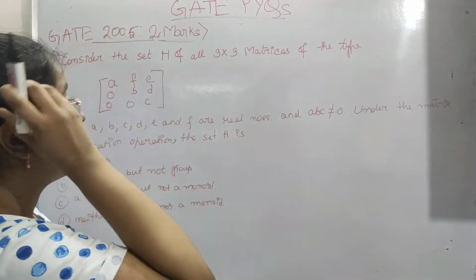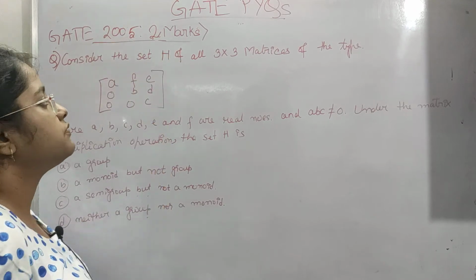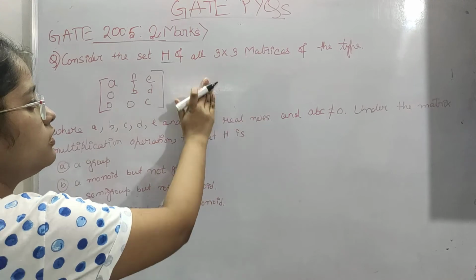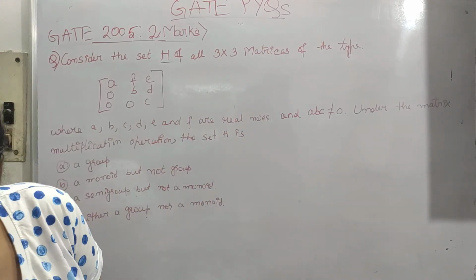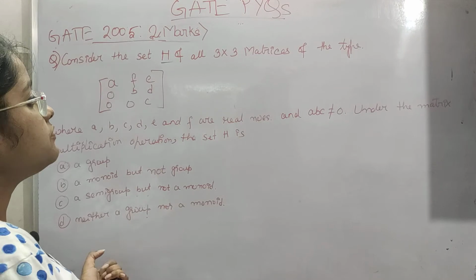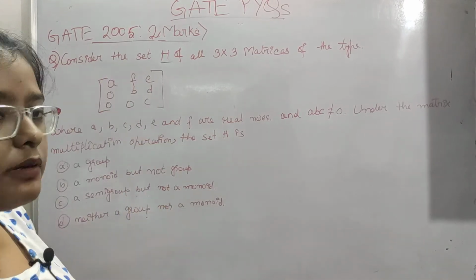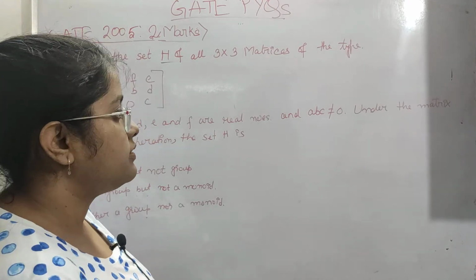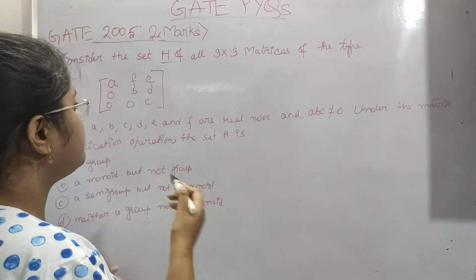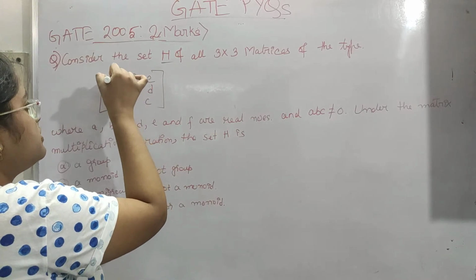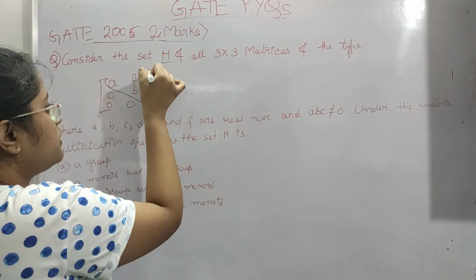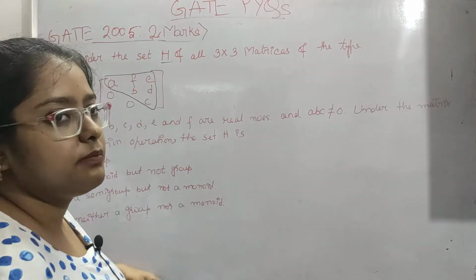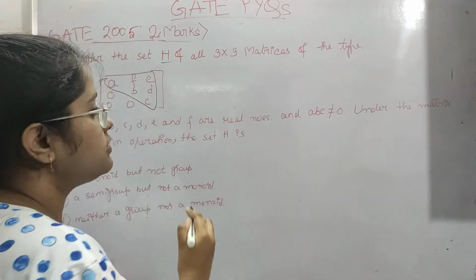Okay, so here let's say a 2005 2 marks question. Consider the set H of all 3 cross 3 matrices of the type shown. So this is basically an upper triangular matrix. We will do everything in linear algebra, but here I am just giving you the gist. Only the upper portion of the matrix has elements and the lower portion is 0. So this is an upper triangular matrix.